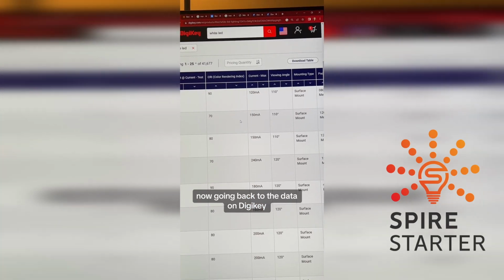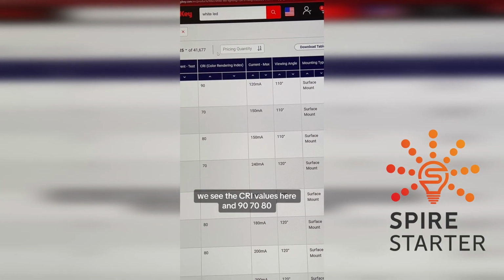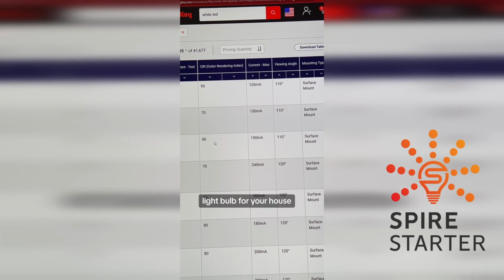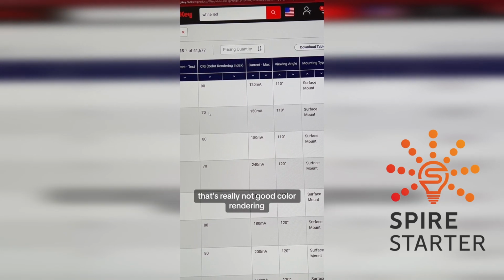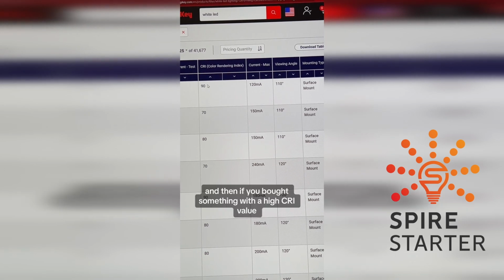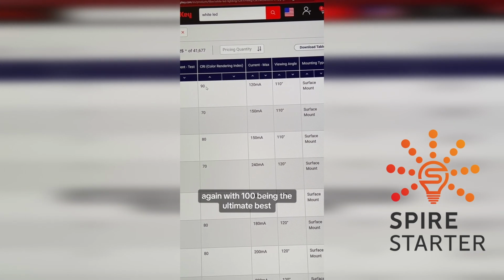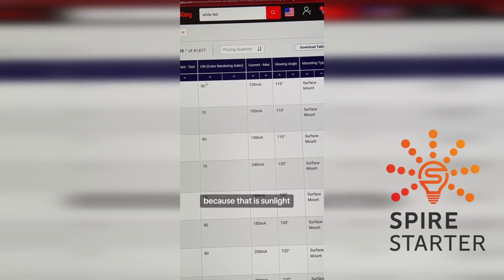Now going back to the data on DigiKey, we see the CRI values here: 90, 70, 80. So 80 would be like a typical light bulb that you'd get, maybe an LED light bulb for your house. 70 would be bad. That's really not good color rendering. You wouldn't want that in your house. And then if you bought something with a high CRI value, usually that's 90 or above, again, with 100 being the ultimate best because that is sunlight.